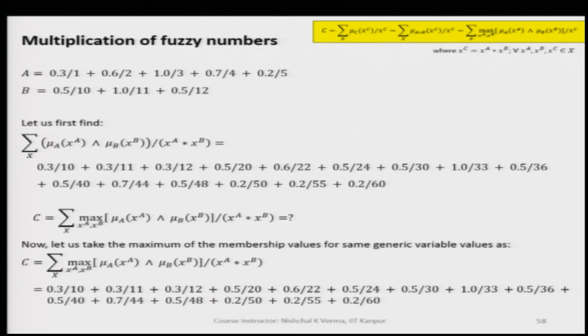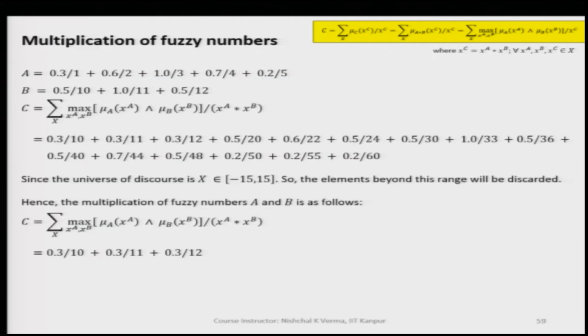When we rearrange and write all these terms, we see that some of the terms are not within the universe of discourse. So, let us see what we need to do further.